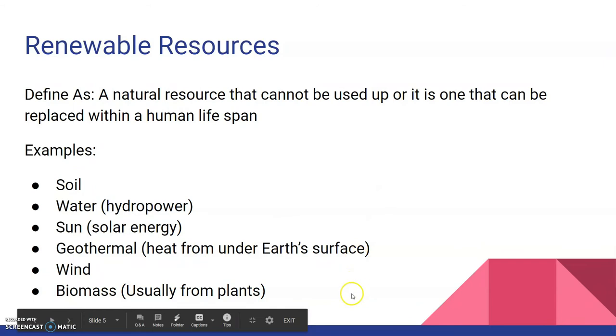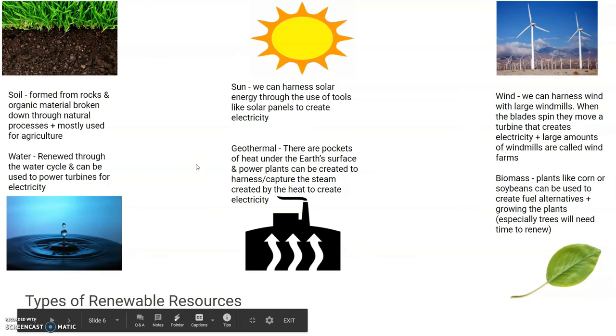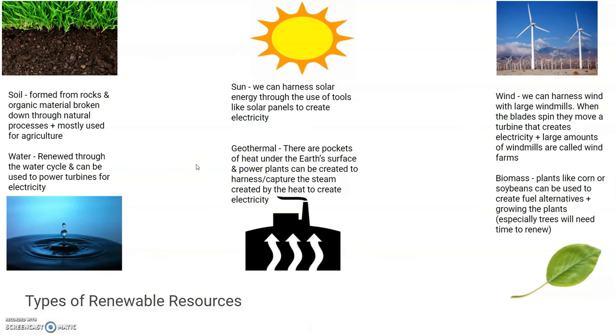A renewable resource is just defined as a natural resource that cannot be used up, or it is one that can be replaced within a human lifespan. So examples of this would be soil, water, sun, geothermal heat or heat from underneath Earth's surface, wind, and then plants.